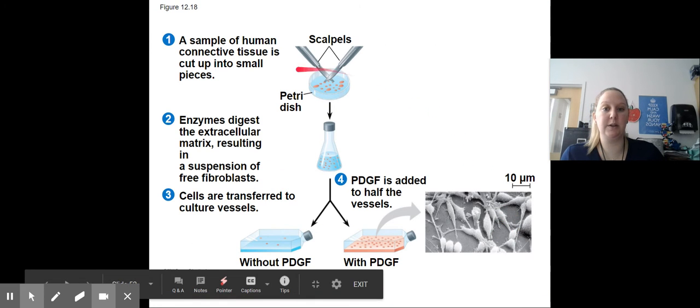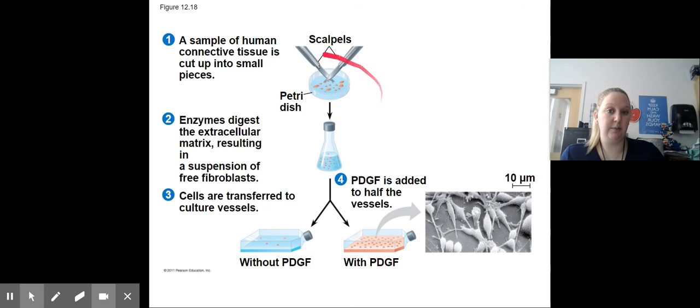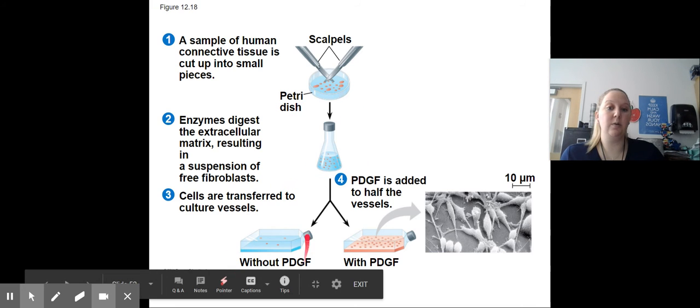And what happens is we took that sample of connective tissue and cut it up real small. It was digested, so just the cells were left. Without that growth factor, the cells did not grow, but with the growth factor, they filled up the rest of that vial.